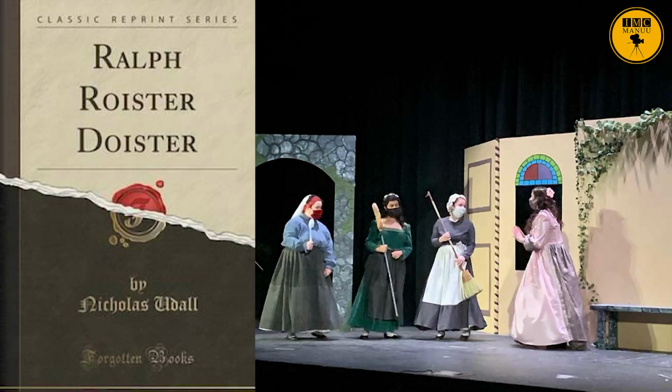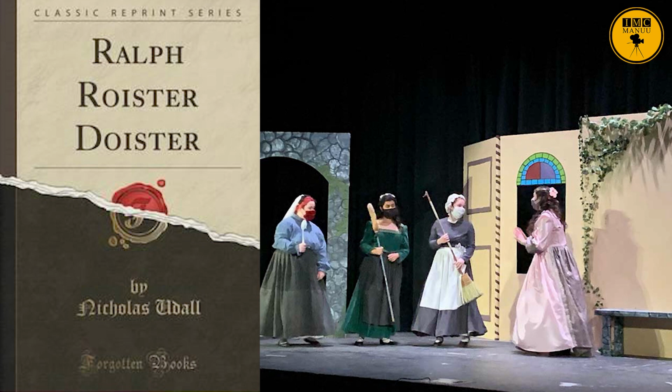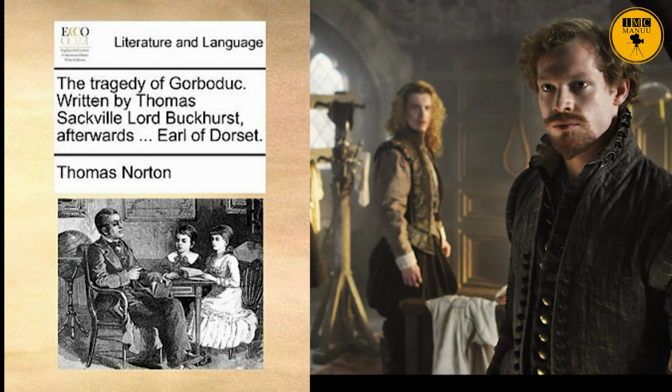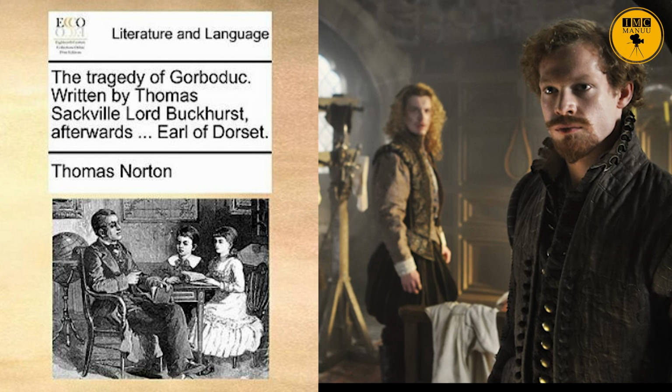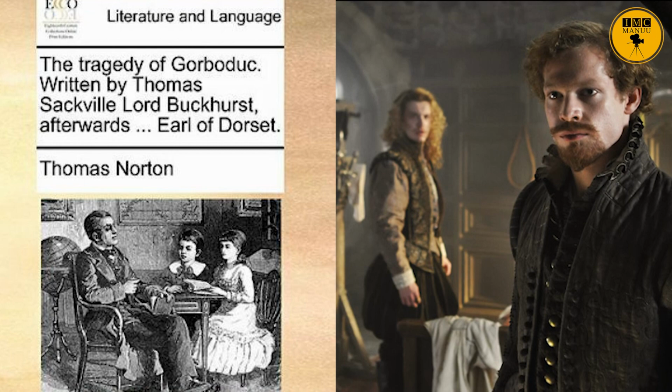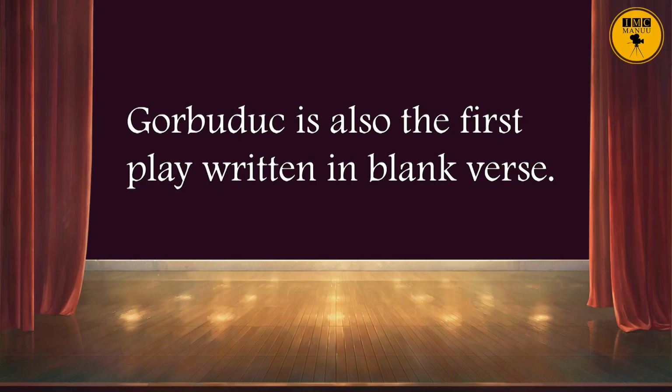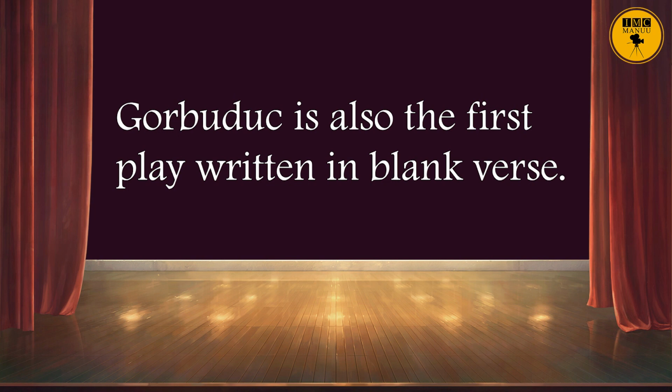In the 16th century, the revival of learning also changed drama in England. English dramatists began to imitate classical models of Greek and Latin. Ralph Roister Doister by Nicholas Udall appeared in 1550 as the first comedy. Gorboduc by Thomas Sackville and Thomas Norton appeared in 1552 as the first tragedy. Do remember that Gorboduc is also the first play written in blank verse.